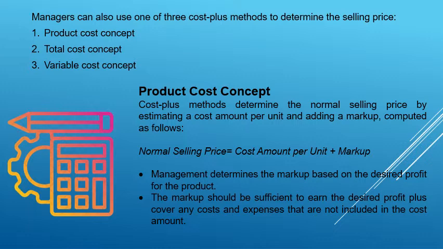So this determines the normal selling price by estimating a cost amount per unit and adding a markup computed as follows. So this one, a normal selling price would be the cost amount per unit plus the markup. So management determines the markup based on the desired profit of the product. And the markup should be sufficient to earn the desired profit plus cover any costs or expenses that are not included in the cost amount.